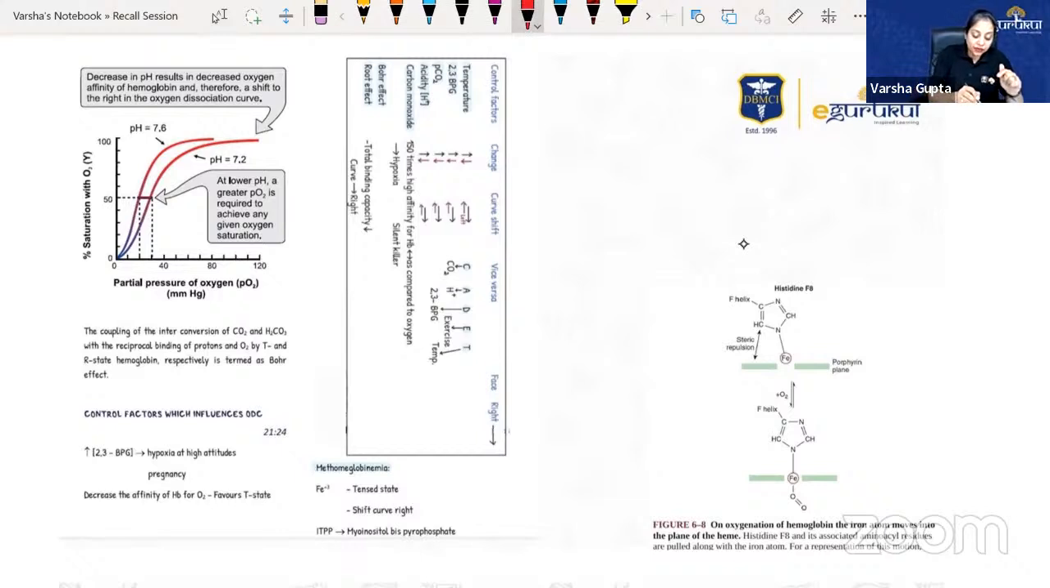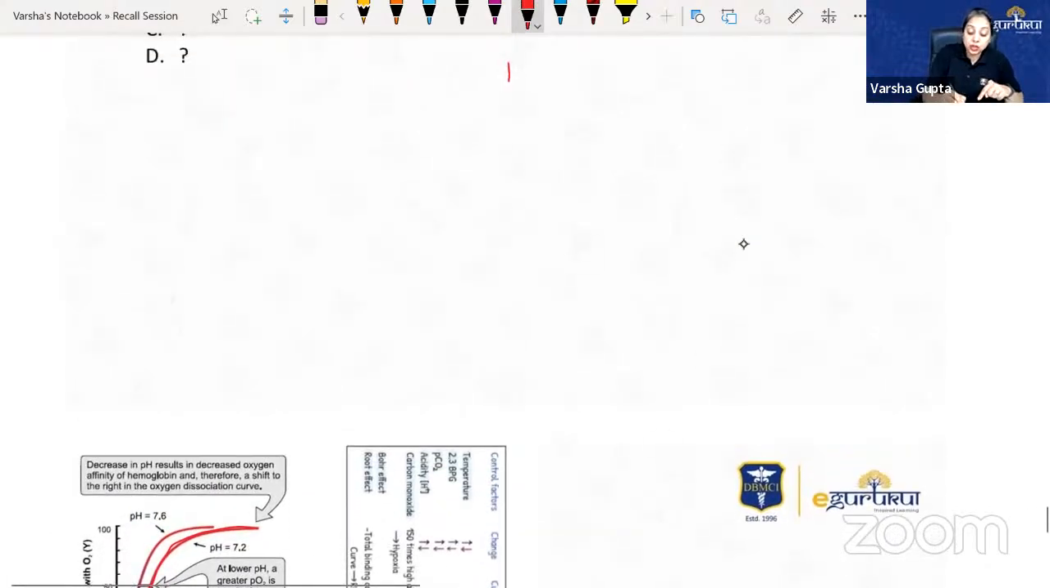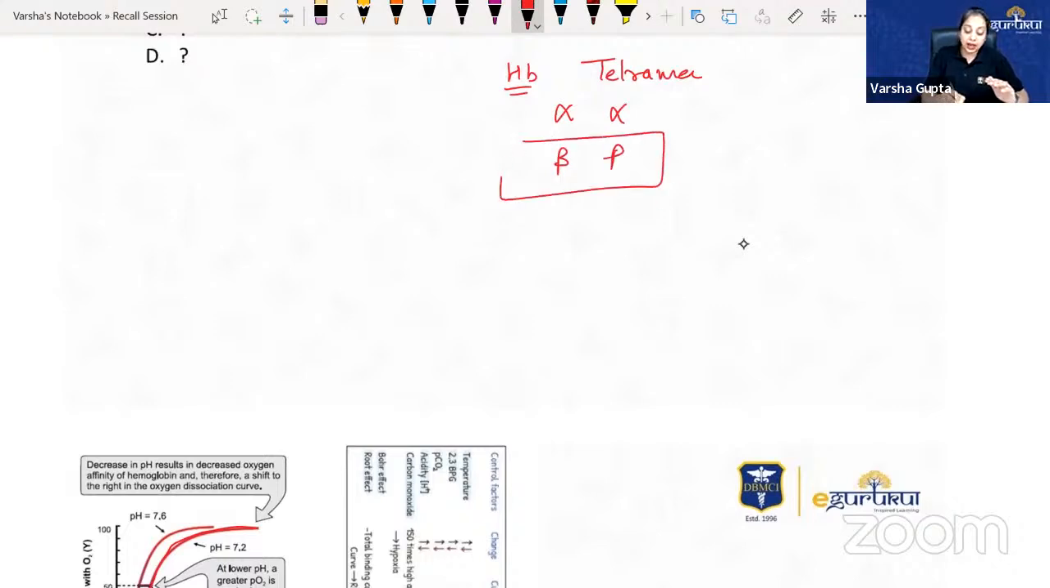This is a sigmoidal curve for hemoglobin. Why the sigmoidal curve for hemoglobin? Because hemoglobin, we know, is a tetramer. Okay? Everybody is very clear about that, right? Two alpha units, two beta units. Subunits are there. And they are best buddies, right?